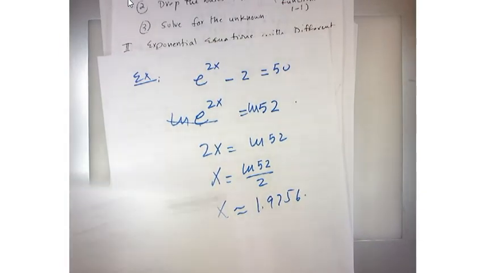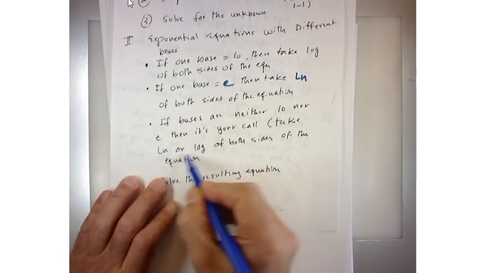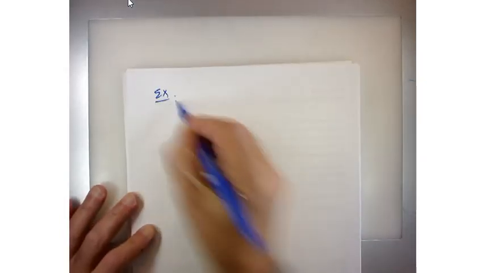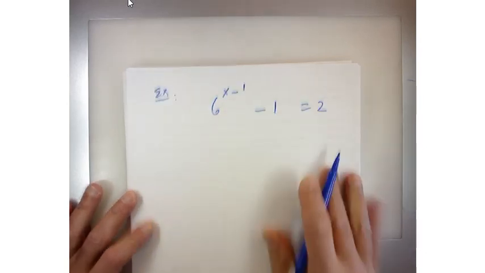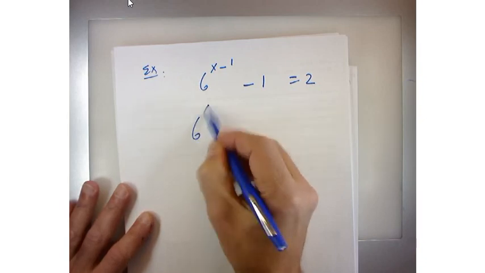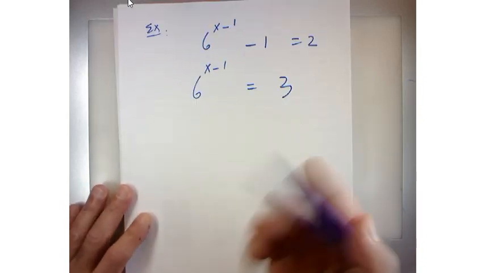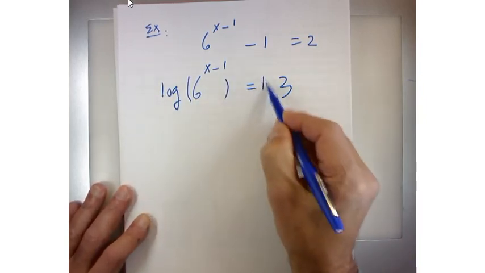Now, what if the base is neither 10 nor e? Then it's your call. You can take ln or log base 10 of both sides and then solve. So for example, this is going to be a little bit more work if the base is neither 10 nor e. 6 to the x minus 1 equals 2. So first we want to isolate 6 to the x minus 1 by adding the 1. We get 2 plus 1 is 3. It doesn't matter whether you use log or ln.